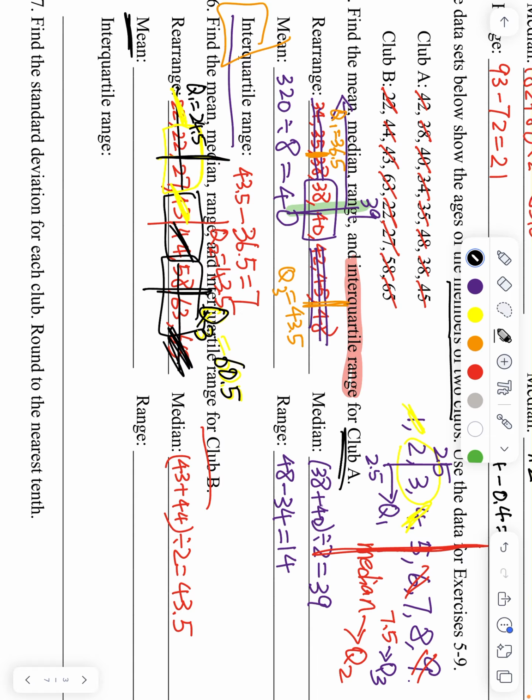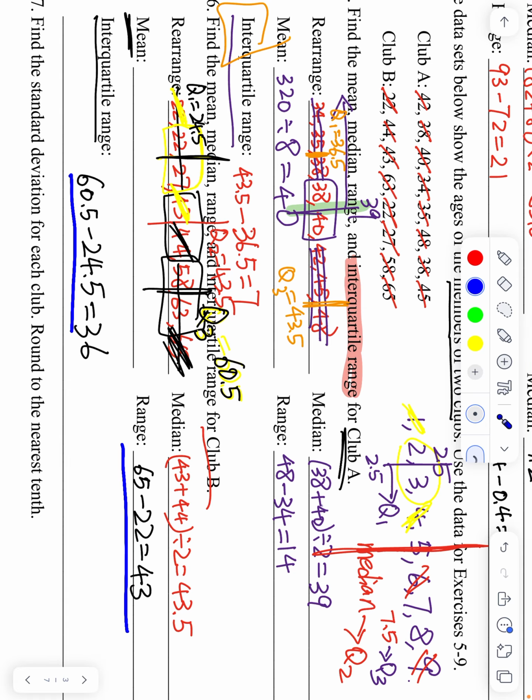I forgot to figure out the interquartile range. Interquartile range, Q3, which is 60.5, subtract 24.5. This equal to what? 36. Wow. Interquartile range. Right? But what is the range? The range is the biggest one, which is 65, subtract the youngest one, 22. This is 43. The total range is 43. The interquartile range is always smaller than this one.